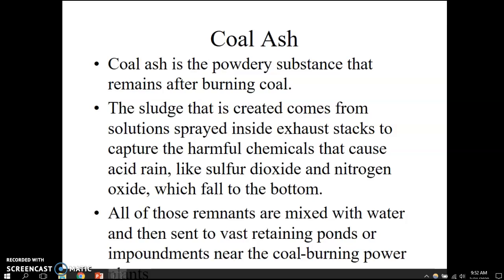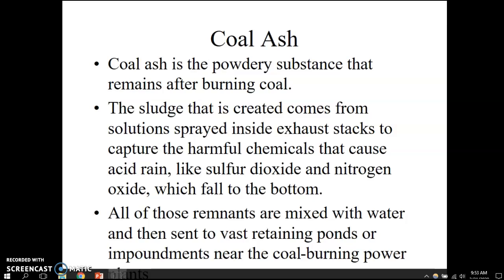So anyway, with the coal ash, we do get a sludge because when you have coal being burned, there's several steps and several big machines that it's put through, and when you go into your exhaust stacks, you are literally putting in other types of chemicals, and when those all mix, they are going to fall to the bottom, and then all of that sludgy stuff, which is your bad components, like your sulfur, your mercury, your lead, all of that's going to fall to the bottom, and then they're mixed with water and sent to these huge ponds. They're called impoundments, and they can be near that coal burning power plant.